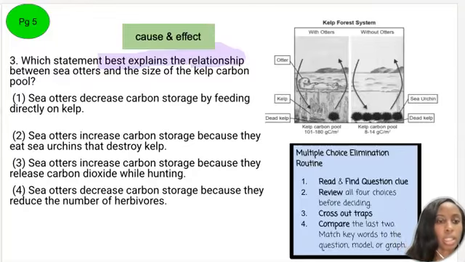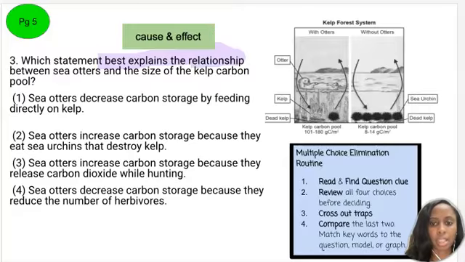Choice number 1, sea otters decrease carbon storage by feeding directly on kelp. Choice number 2, sea otters increase carbon storage because they eat sea urchins that destroy kelp. Sea otters increase carbon storage because they release carbon dioxide while hunting. Choice number 4, sea otters decrease carbon storage because they reduce the number of herbivores.